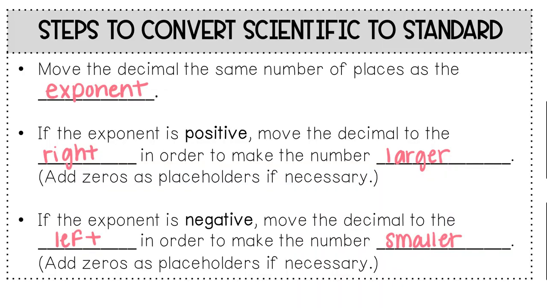So just a review of our steps when we're going from scientific notation to standard notation. We're going to move the decimal the same number of times as the exponent says, or the same number of places as the exponent. If the exponent is 2, you move the decimal twice. If the exponent is positive, you move to the right. If the exponent is negative, you move to the left. Don't forget to add your zeros in empty spaces.